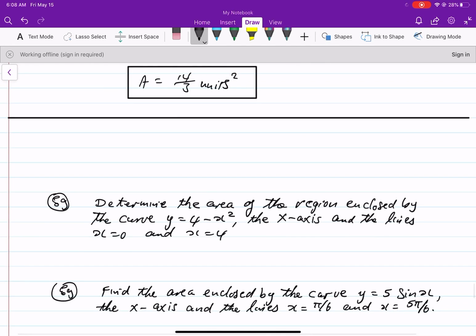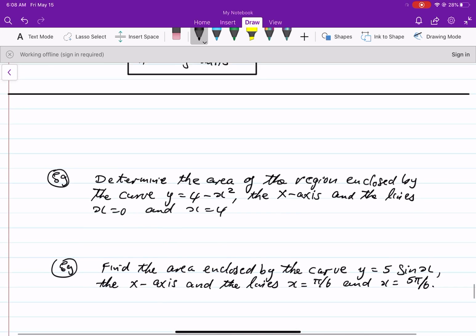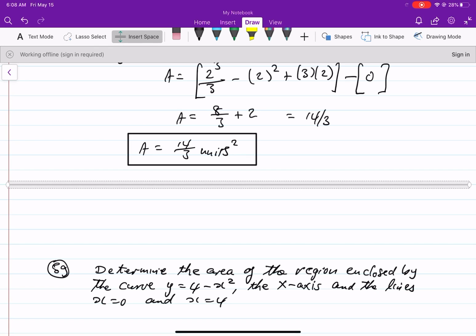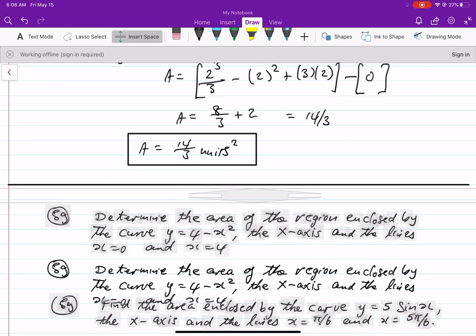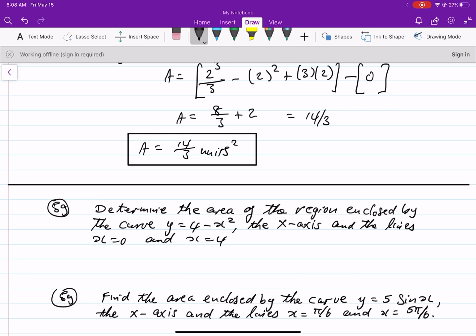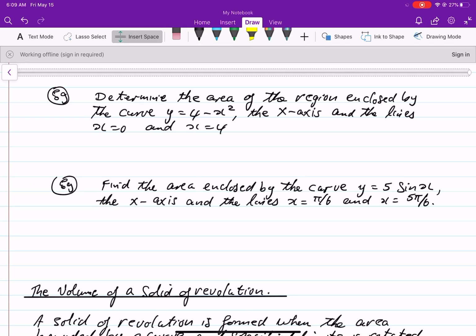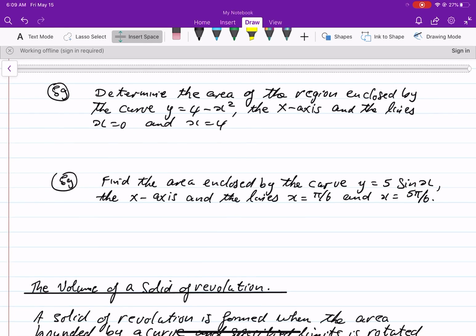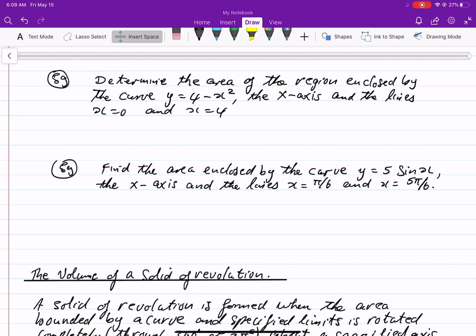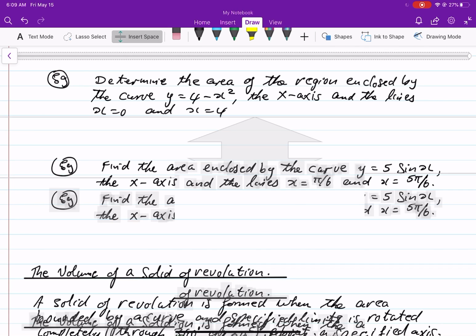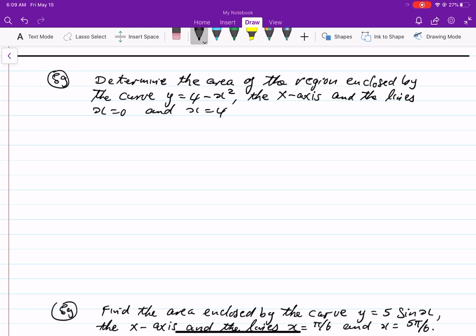The next one. Now, in the next two examples, you would notice that they didn't give a graph. It's always a good idea to know what the graph looks like so that you can correctly identify the region whose area you're trying to find. So these two, I didn't draw the graph, so we'll draw it on the fly.